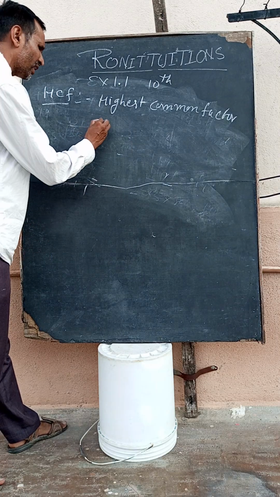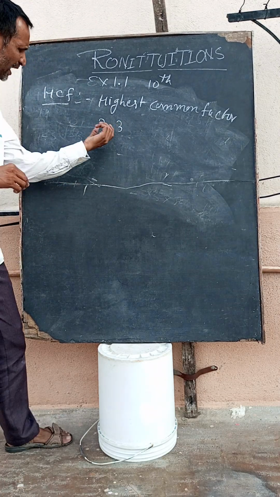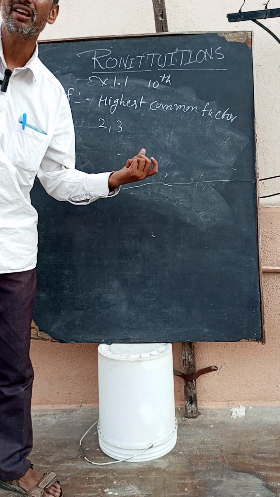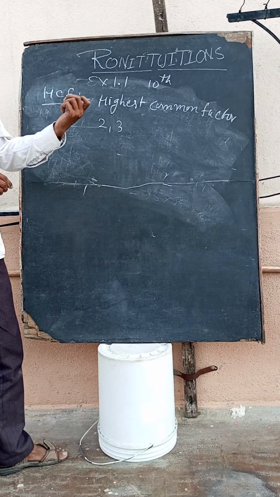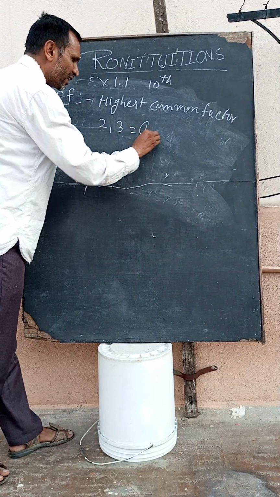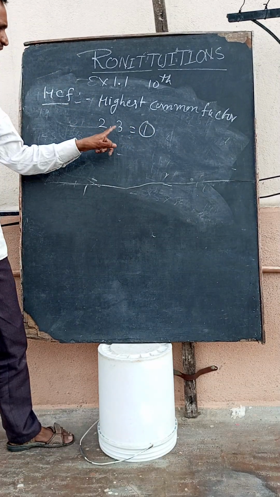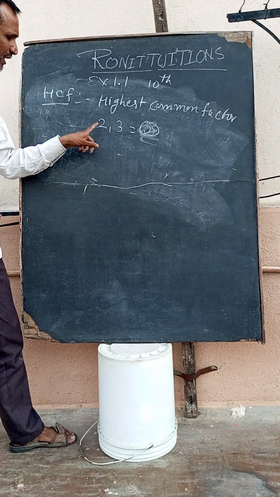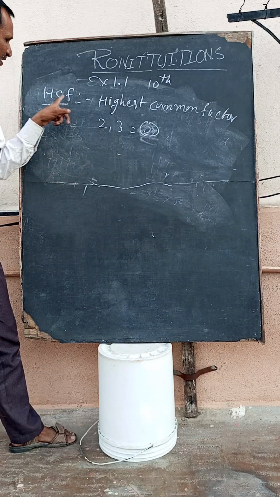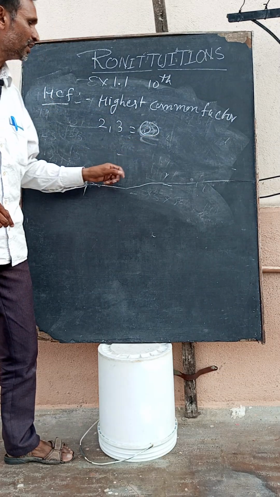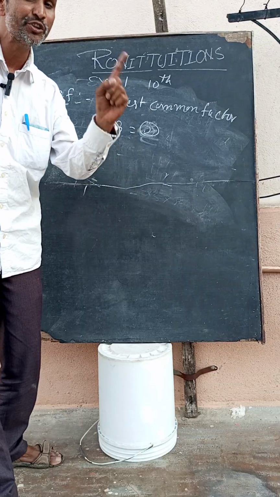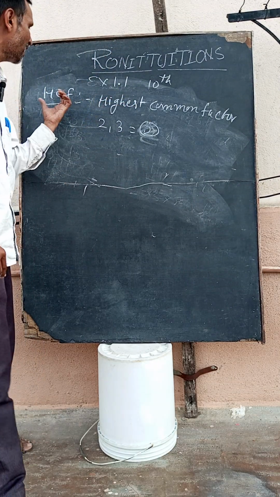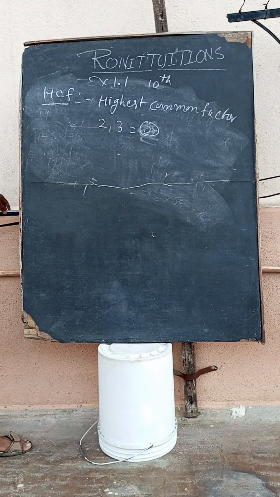Suppose I write the numbers 2 and 3. What number can I take that both numbers are divisible by? This is the meaning of the HCF. If I take 1, then 1 can divide 2 and 1 can divide 3 also. If I take 2, then 2 can divide 2 but not 3. So the meaning of HCF is the highest common factor: the given numbers are divisible by the biggest number with no remainder at all. That is called the HCF.